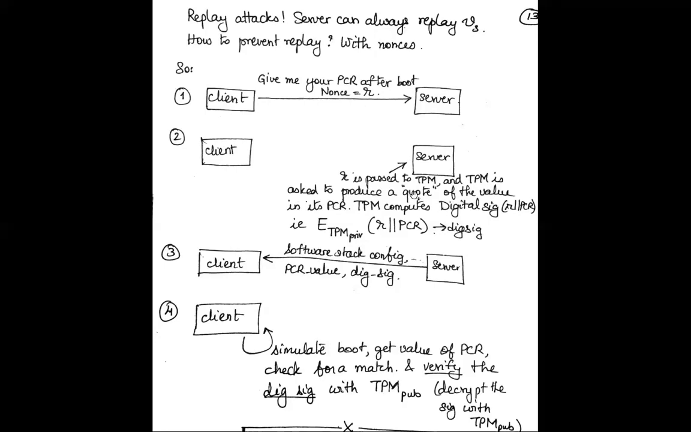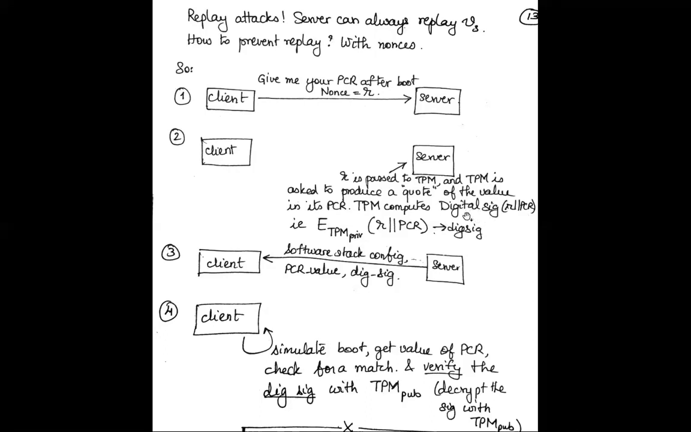The TPM is asked to produce a quote of the value in the PCR. The quote is not just the value of the PCR, but rather a digitally signed version of R concatenated with the value of the PCR. The TPM, as I said, is capable of doing some simple crypto and digital signatures. Internally within the TPM itself, the server's OS or the software stack is not involved. The TPM hardware itself computes the digital signature of R concatenated with PCR. It's the hardware that's doing this.